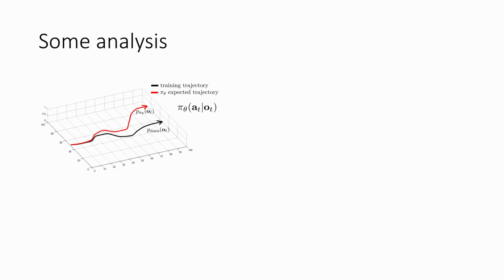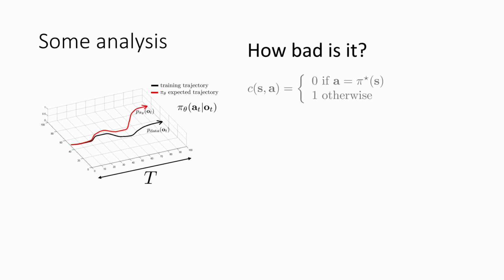So let's get started on this analysis a little bit, and let's try to build up our repertoire of tools for doing this sort of analysis. So before we had the intuition. The intuition was that you get this kind of drift. You make a little mistake, you go to a slightly different state, you make a bigger mistake. So how bad is it? How many mistakes do you make? The length of this trajectory, we're going to call it capital T. And the mistakes are quantified by this cost. So the cost is 0 if you took the right action and 1 otherwise.